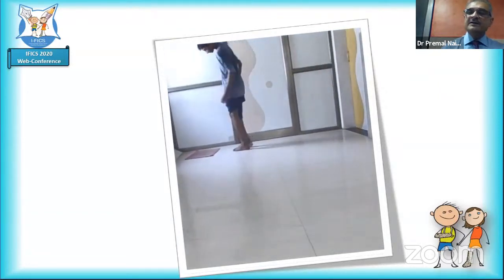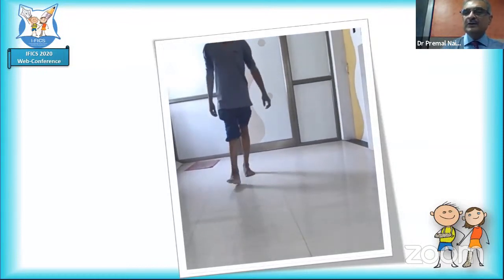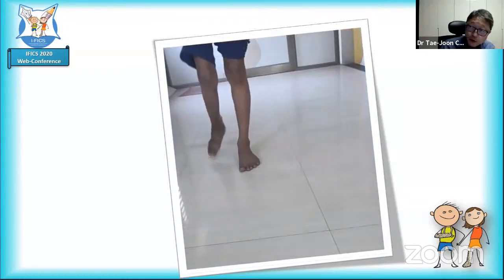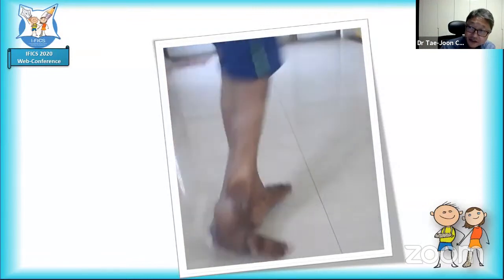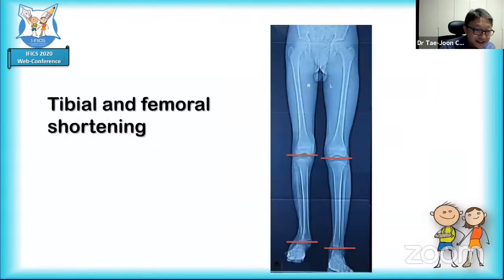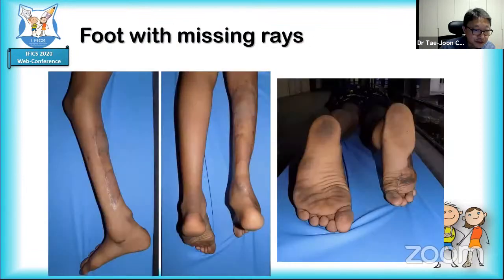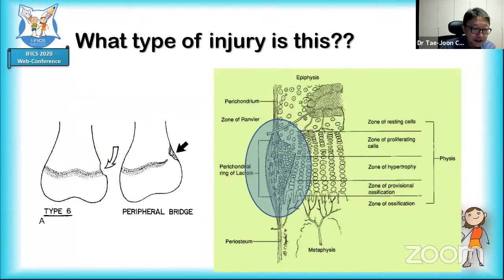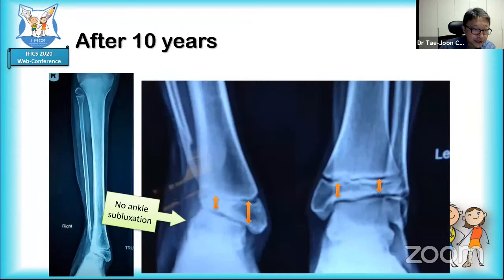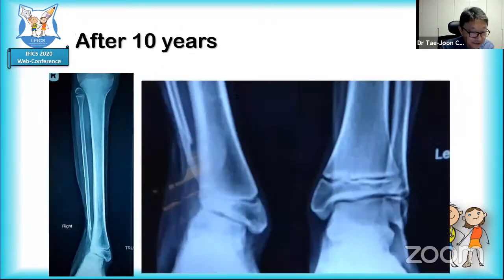Dr. Stoic, would you have done something different in this case? Yes, Dr. Cho, you wanted to say something. Sorry, maybe go back to the slides. After 10 years, before the reconstruction, this X-ray: the distal tibial epiphysis is triangular in shape. That is very evident. But I wonder whether the physis really arrested at the lateral side.